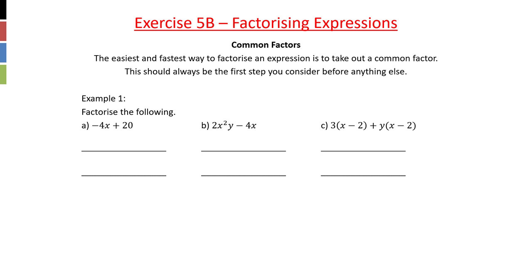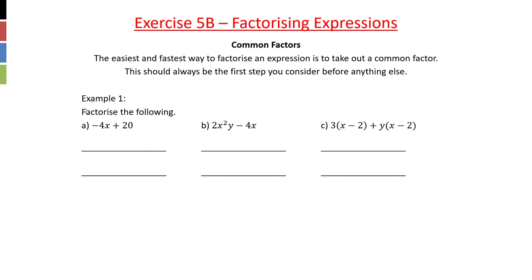It's the easiest and fastest way to factorise expressions. Take out the common factor, and you should always look to try and do this before you do anything else at all. At times you'll look at a question and go, oh, it's that type of question, but you might run into issues because you haven't taken out the common factor first. So always look for a common factor first, and it will put you in good stead for the rest of this subject and also going forward for year 11 and year 12 maths. So let's have a look.